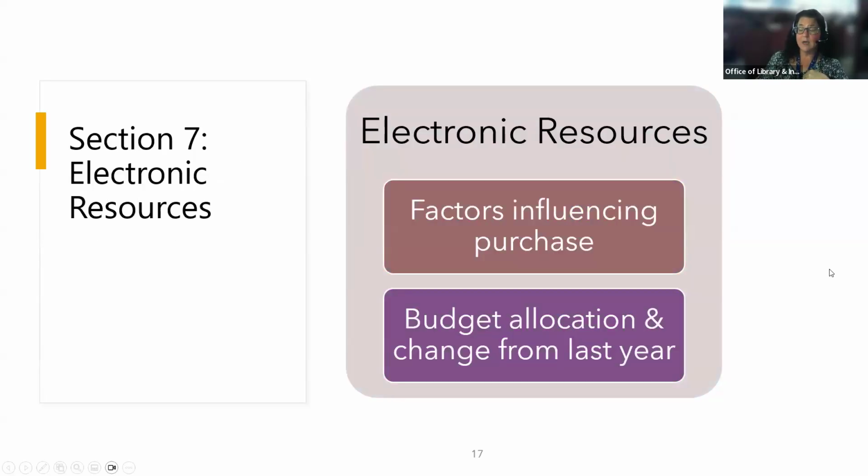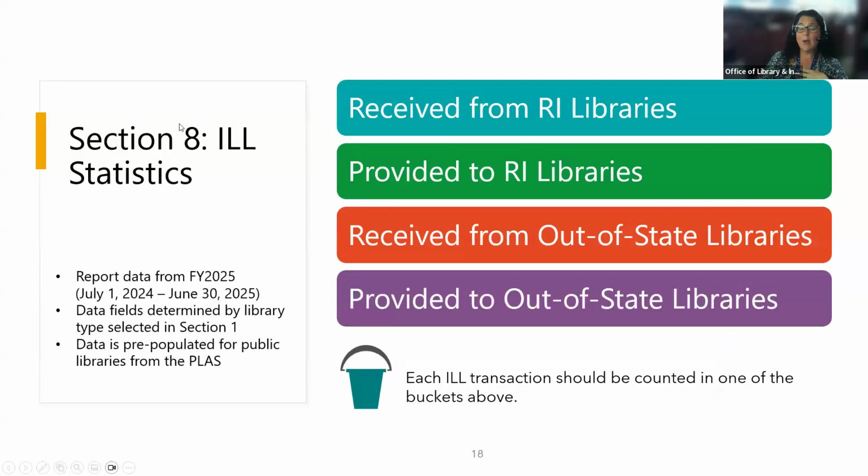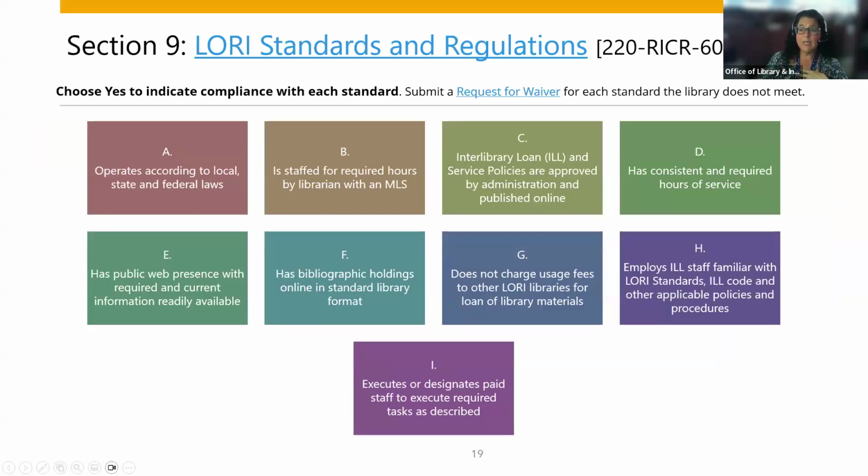Section 7 is asking about your electronic resources. So what influences what you purchase for your databases, and then what you're allotting from your budget. So it's a percentage, and then just a general change from last year. So we're just looking to see, are people spending more money, about the same, less? What kind of decisions are being made for electronic resources? And that would include ebooks as well.